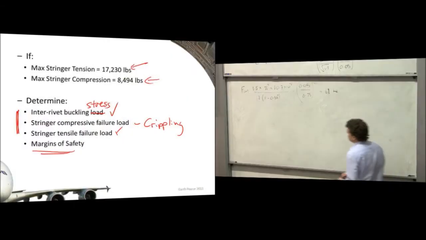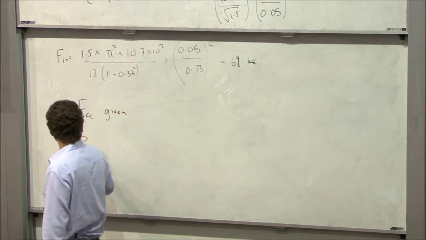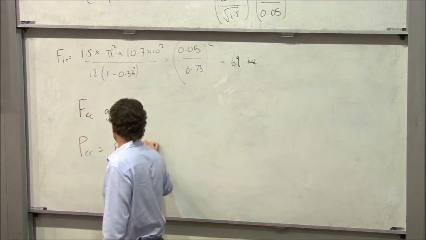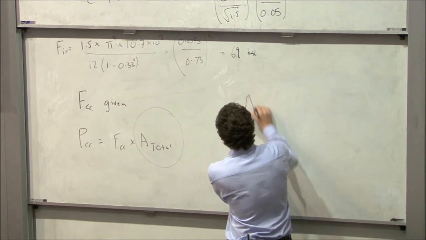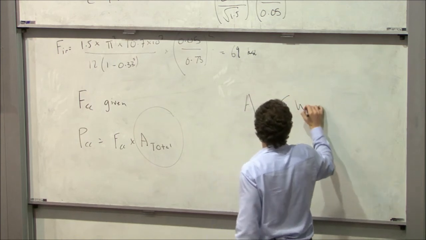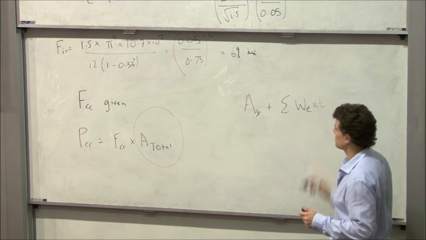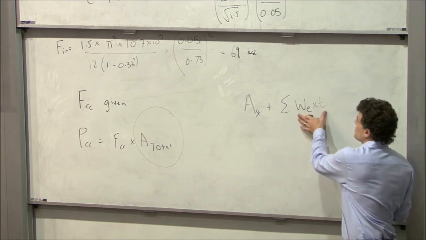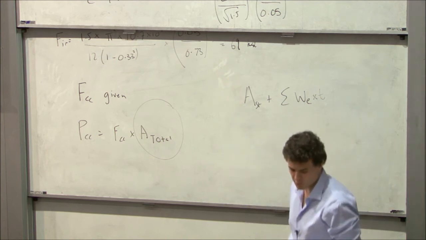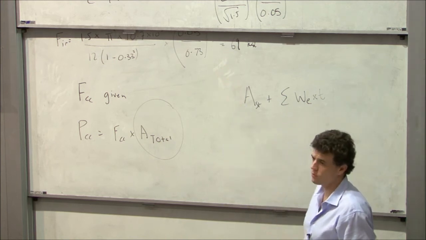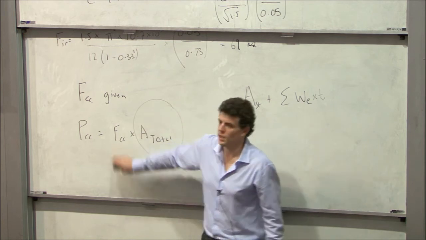But for this simple example, because we already know FCC, it's given, P crippling is just FCC times area total, where the total area is area stiffener plus the sum of the effective widths times the thickness. So this is an area, this is an area. So in our problem, it's the area of the stiffener up here plus the area of the skin that came along with it. But as I said, we won't do this calculation just yet because we haven't worked out how to calculate this FCC.